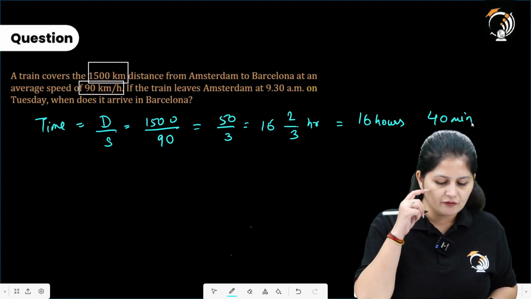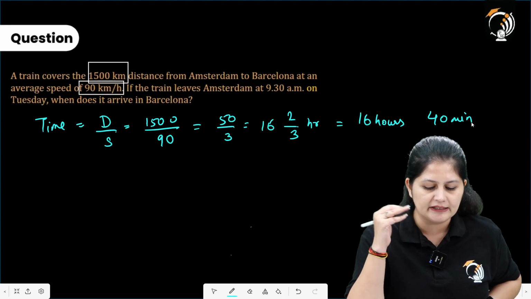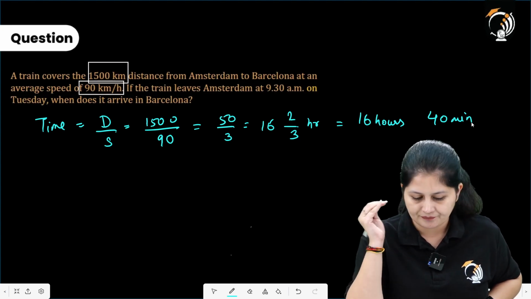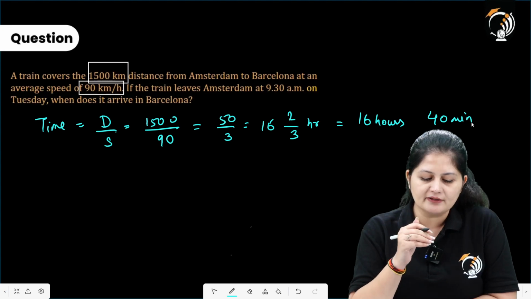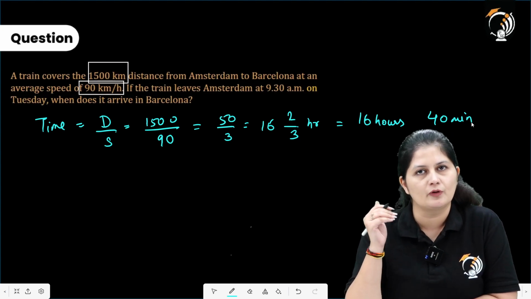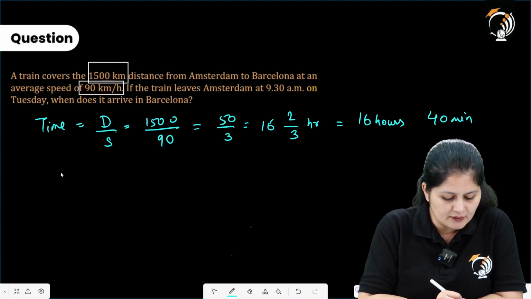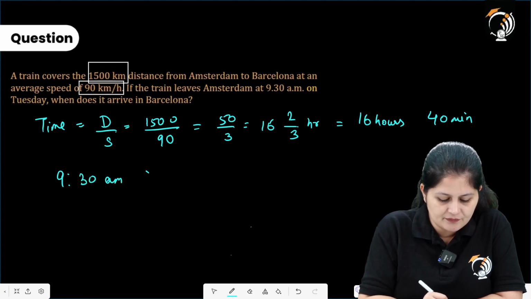So now we need to find out, the train leaves Amsterdam at 9:30 a.m. on Tuesday, when does it arrive in Barcelona? So in that case, from 9:30 a.m. to 9:30 p.m. we are going to have 12 hours, correct? So clearly then we will be left with, so let's just split the time here, 9:30 a.m.